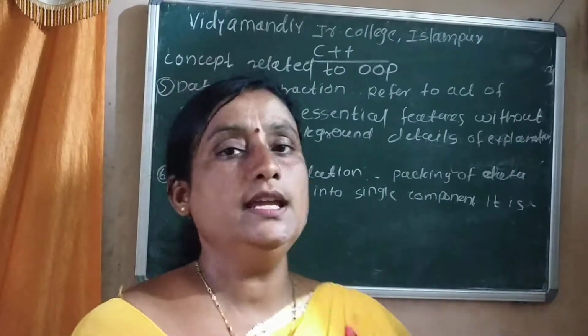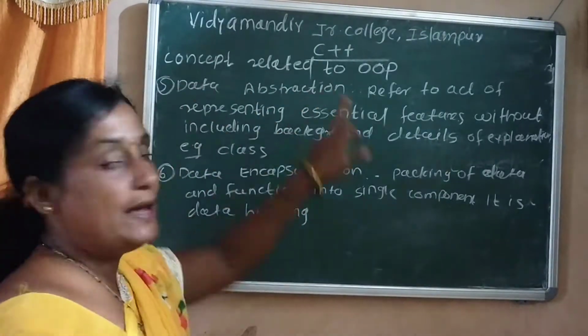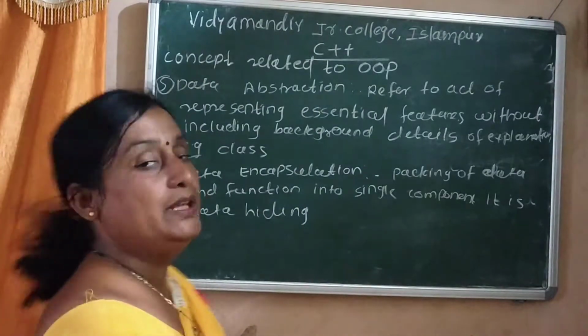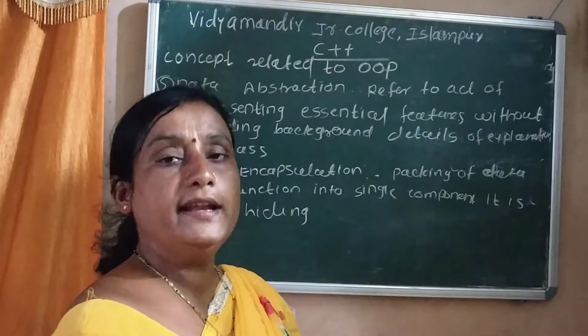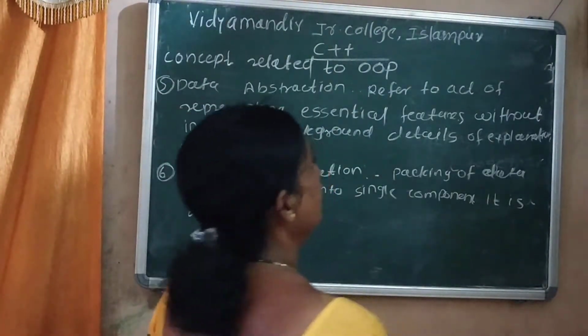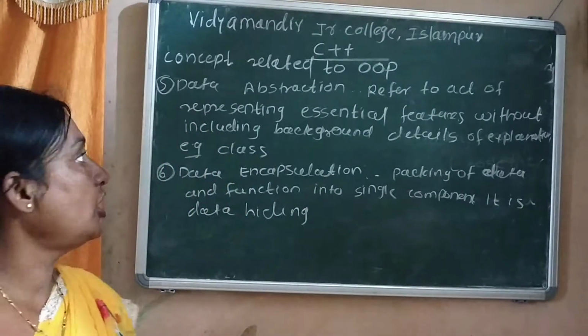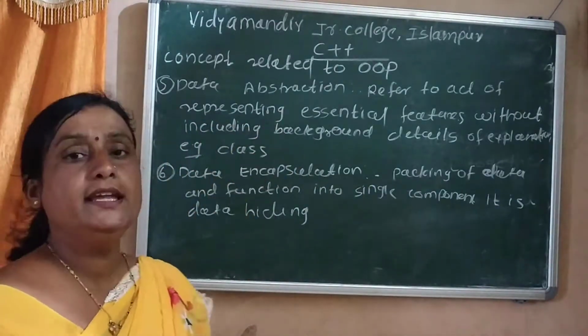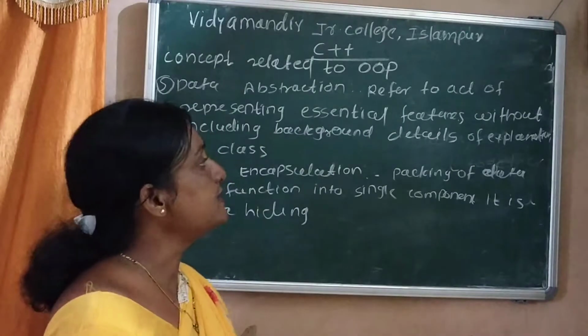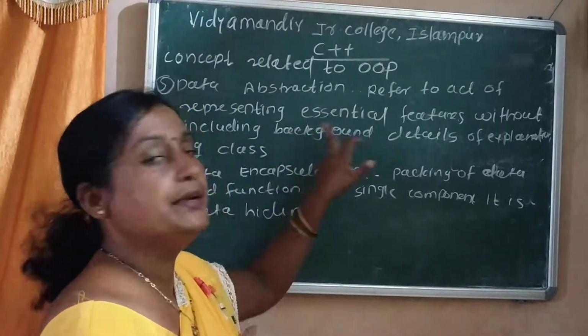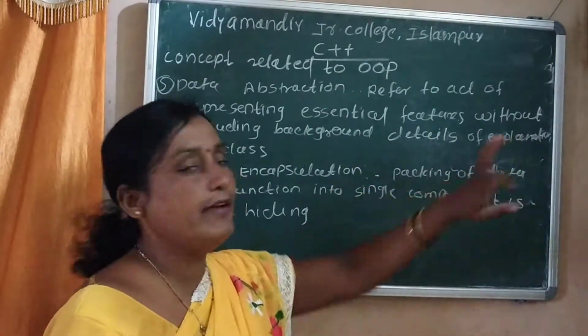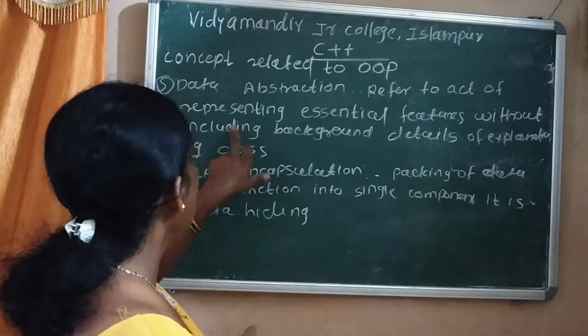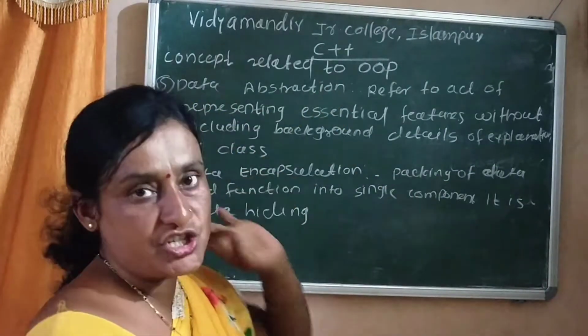Next feature is data abstraction. What is meant by data abstraction? Data abstraction is nothing but the act of representing essential features without including background detail or explanation. That is called data abstraction.